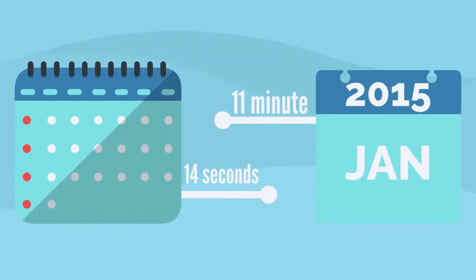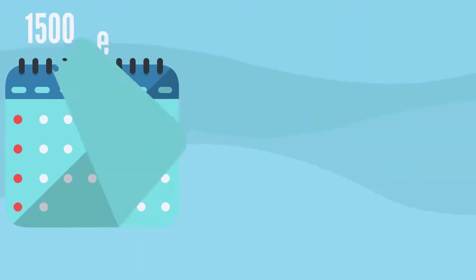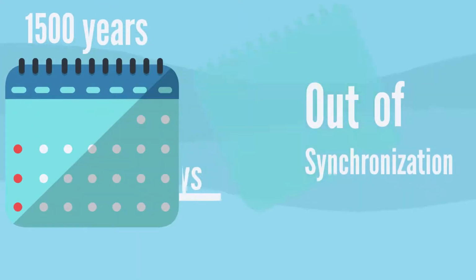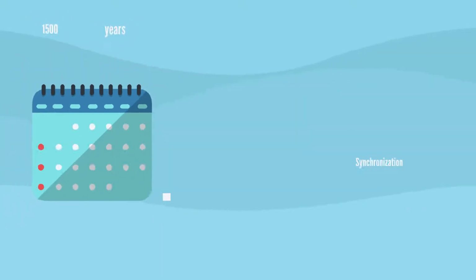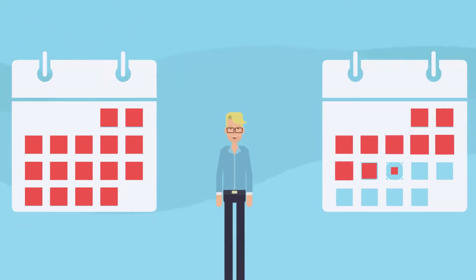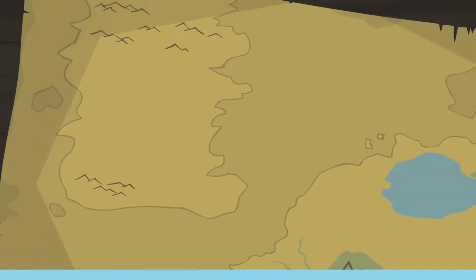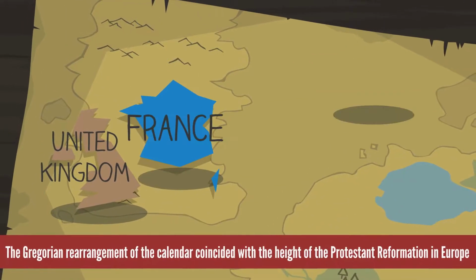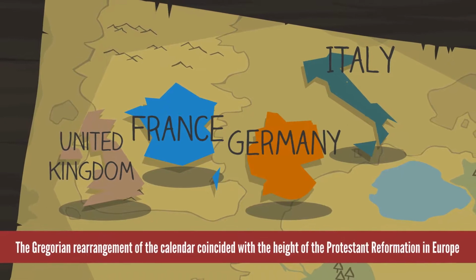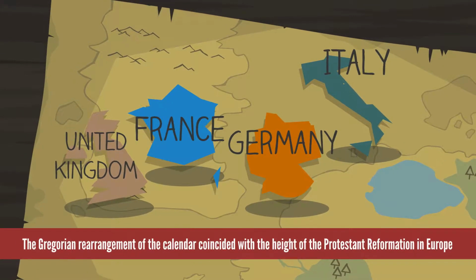Enough of a drift so that after 1,500 years, the calendar was out of synchronization by about 14 days. The Gregorian calendar introduced an additional leap day every 400 years. The Gregorian rearrangement of the calendar coincided with the height of the Protestant Reformation in Europe.